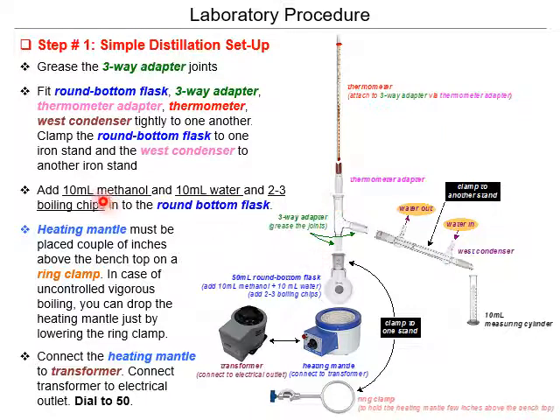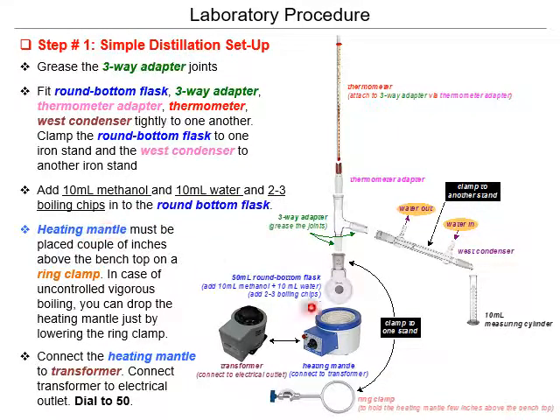You would add 10 milliliters of methanol and 10 milliliters of water and boiling chips. Do not forget the boiling chips. They're very important. Without them, a lot of times pressure can build up dangerously and make your system explode. Unless the process has very little liquid, in which case nothing would really happen, because the boiling chips also help in the boiling process.